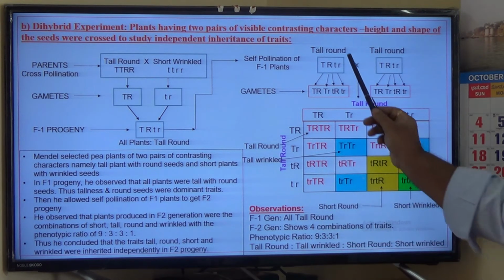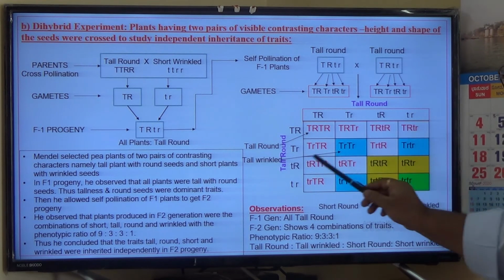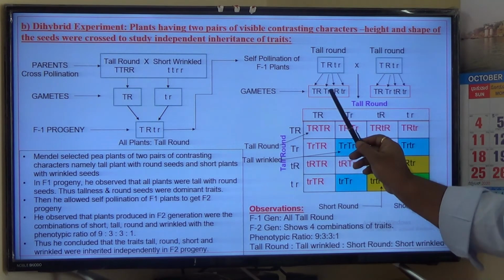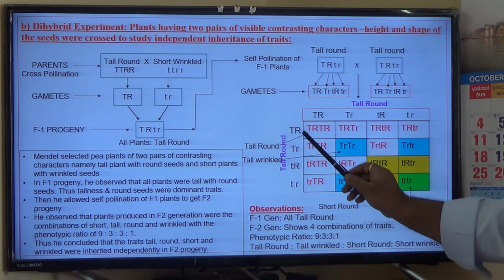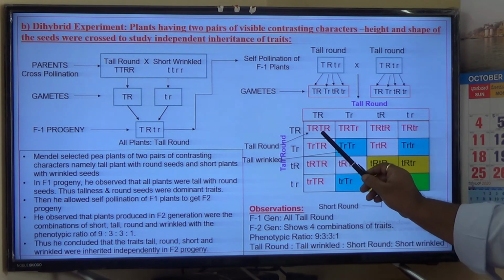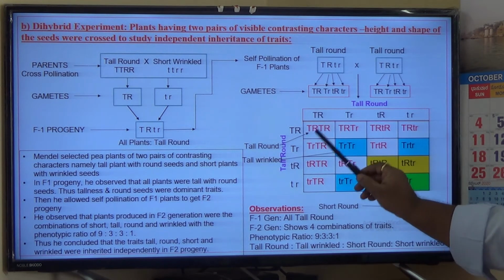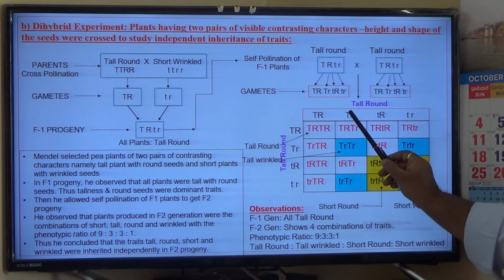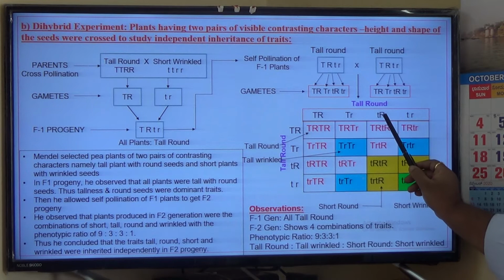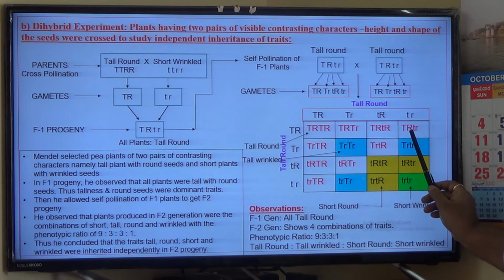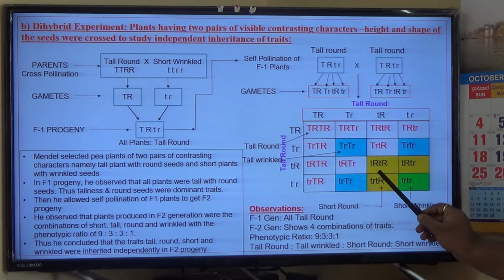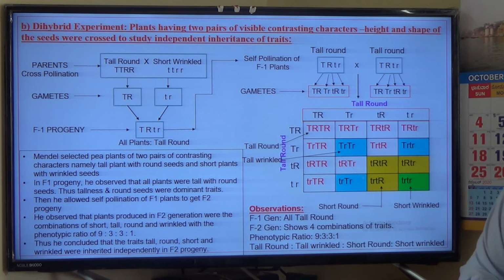Now let us consider one tall round plant on this side and another tall round plant on this side. These are the gametes 1, 2, 3, 4, and similarly 1, 2, 3, 4. These are the gametes here. Now you combine this and this in these blocks. Capital TR, capital TR, capital TR, capital T small r here, capital TR over here, small t r over here, capital T r here, small t r here. So this is how we can prepare the Punnett square using these different combinations.